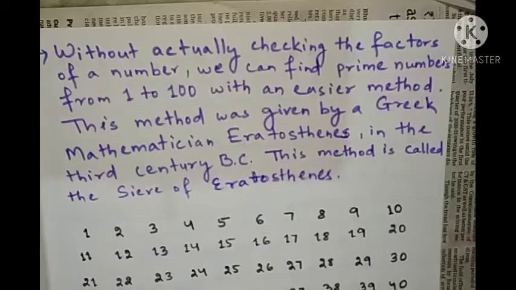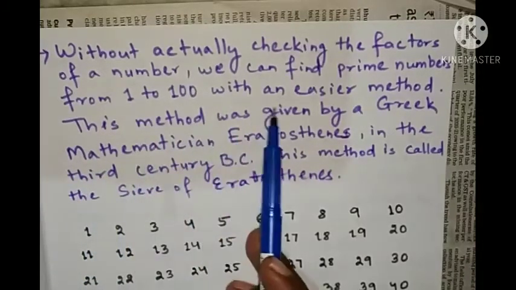Okay, there is a way to find out or to check which one is composite or which one is a prime number. Without actually checking the factors, because for everything we cannot check the factors. If a bigger number is given, you will find difficulty in finding factors. So without checking factors, we can find the prime numbers. There is a method by which we can find the prime numbers from 1 to 100 with an easier method.